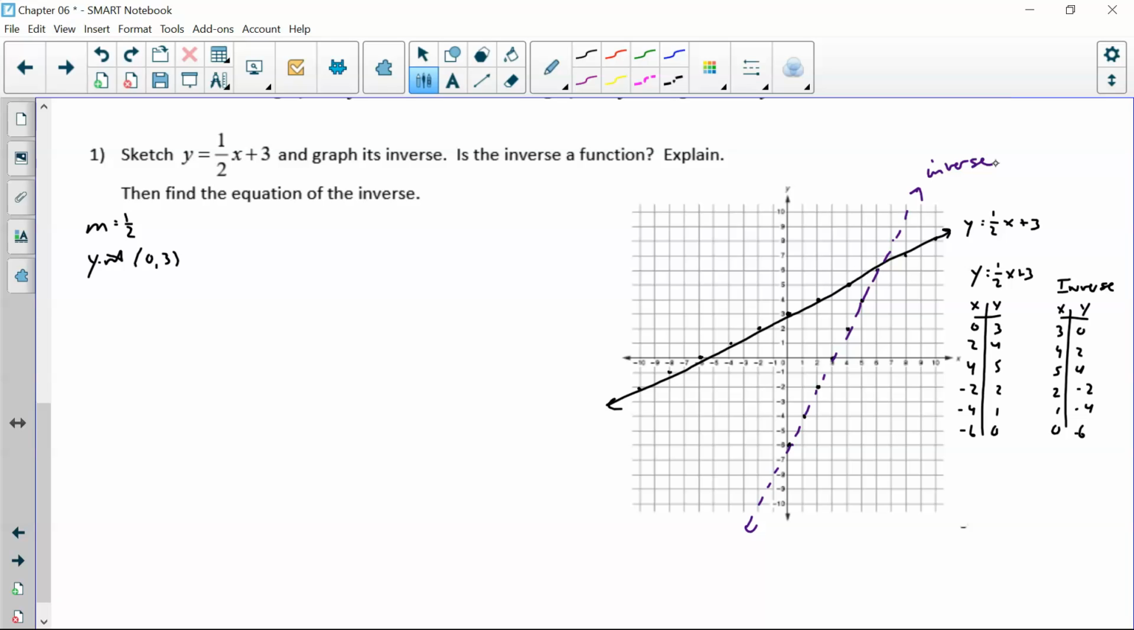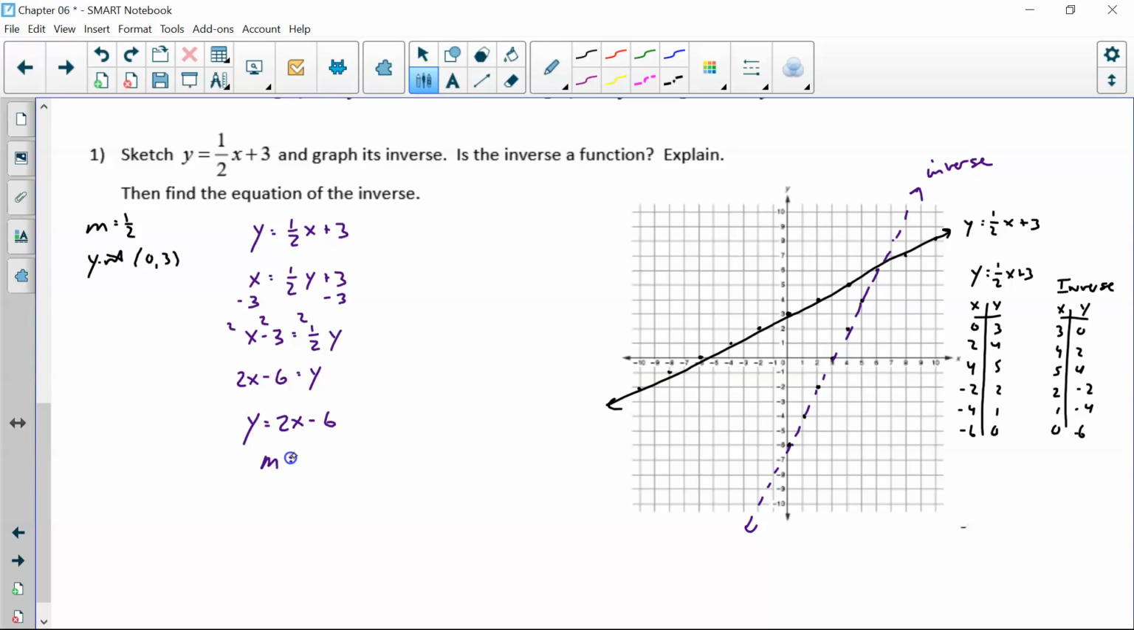Now, we could also find it algebraically. So we had y equals 1/2 x plus 3. We're finding the inverse. So x equals 1/2 y plus 3. Subtract 3 from both sides. x minus 3 equals 1/2 y. To get rid of the fraction, multiply everything by 2. 2x minus 6 equals y. So y equals 2x minus 6.